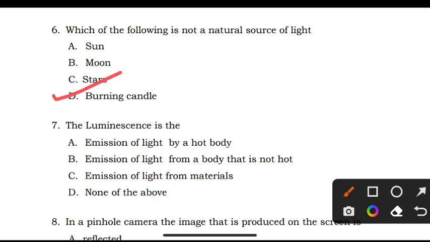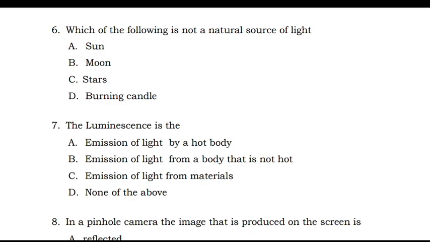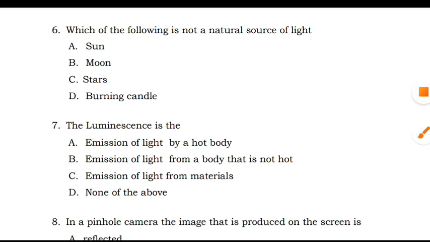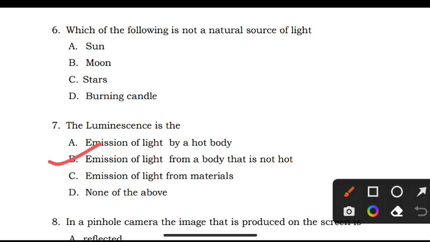Question number 7. Luminescence is the emission of light by a hot body, emission of light from a body that is not hot, emission of light from materials, none of the above. In these options, option number B will be the correct answer. Emission of light from a body that is not hot.